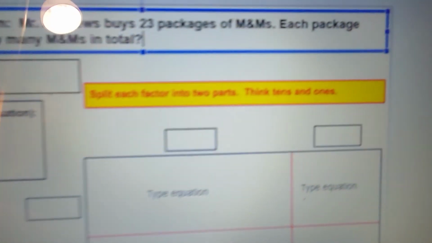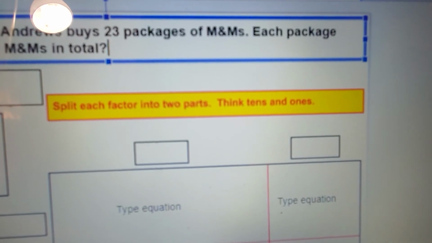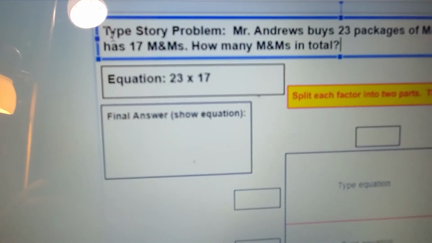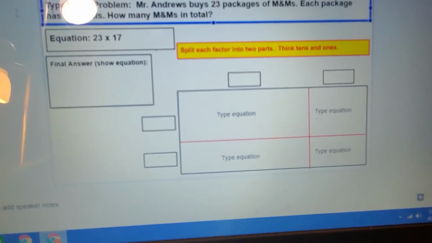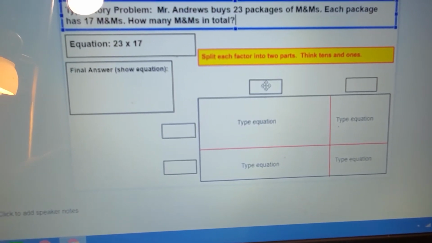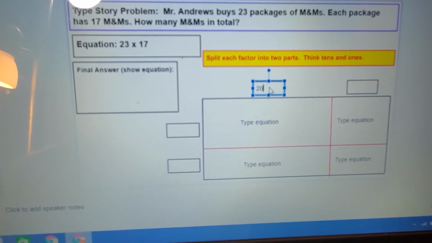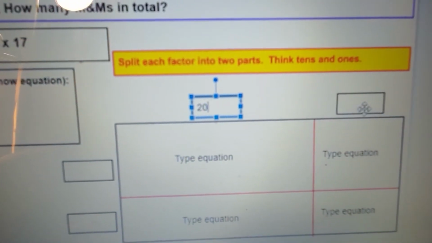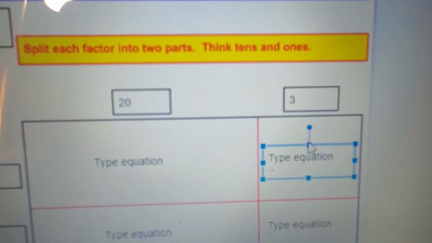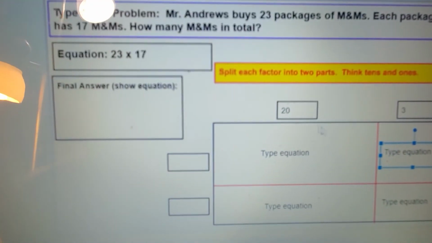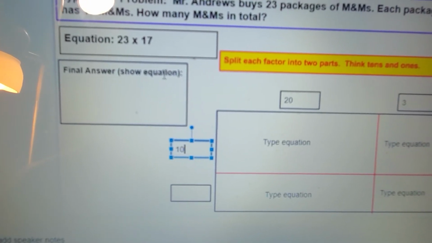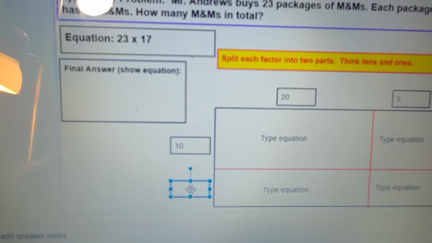Okay, now here's my little helper. Split each factor into two parts. Okay, what are my factors again? Oh, back to the equation, 23. So the long side is here. So 23, I can split that into 10, so that's 20, and 3. 20 and 3. And then I split the other factor on this side. So 17 is the other factor, so that's 10, and that's 7.